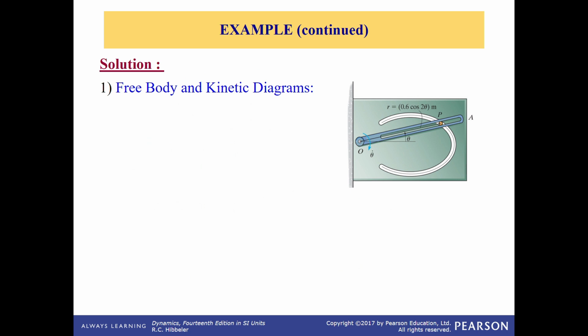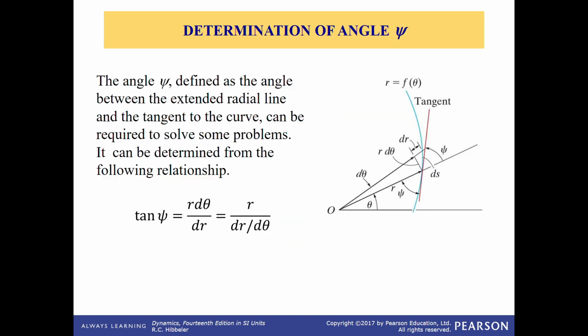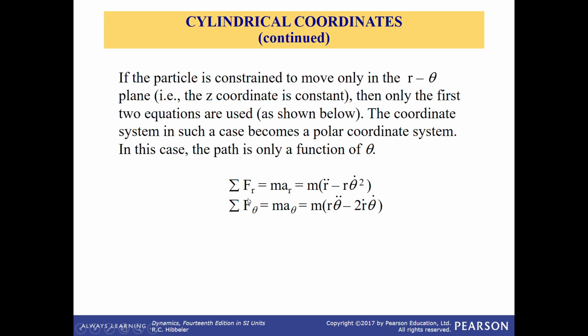In this question, they give you the radius equal to 0.6 cos 2 theta, and theta dot equal to negative 3 radian per second. The radius equation that they give here is in terms of theta. So what you need to do is just do this kind of derivation to find each parameter. Summation of Fr equal to m a_r equal to m times r double dot means that you have to derive with respect to time.